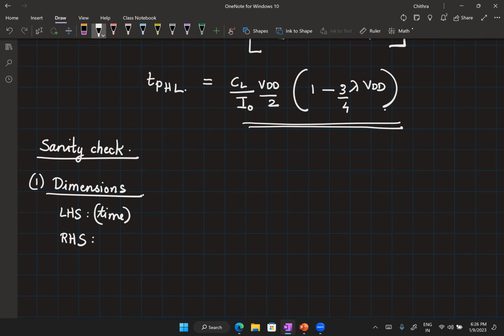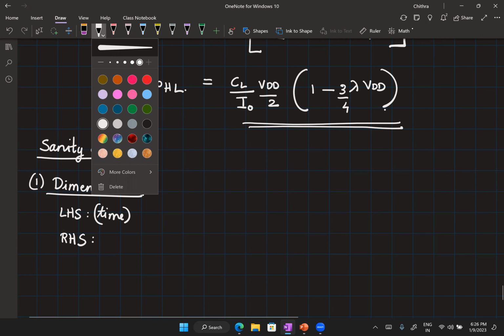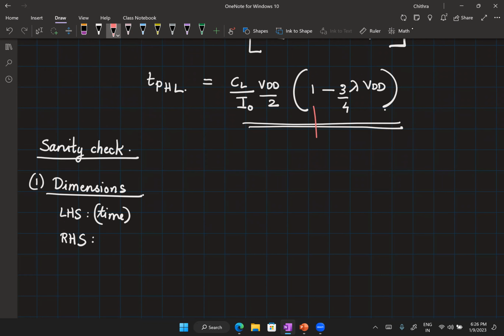That is also time. So this parameter is dimensionless. You have CL. CL, you can think of as some charge by voltage, where the charge you can think of as some current into time. So that into VDD by I naught, so basically V by I, will also give you the dimension of time.